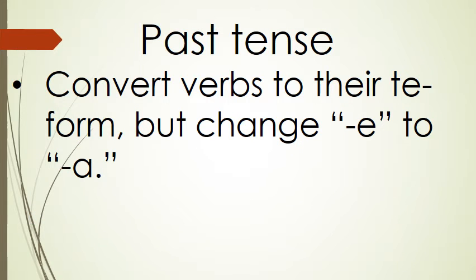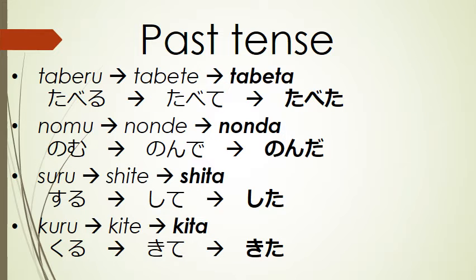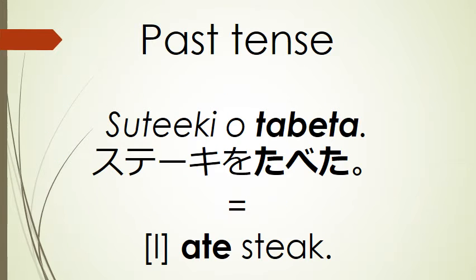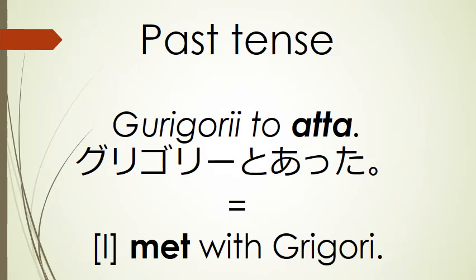To convert verbs to their positive past tense, we're going to put them in te form, but then change the e to a at the end. So taberu becomes tabeta, nomu becomes nonda, suru becomes shita, and kuru becomes kita. So if I said suteiki o tabeta, that would mean I ate steak. And if I said gurigori to atta, that would mean I met with Grigory.